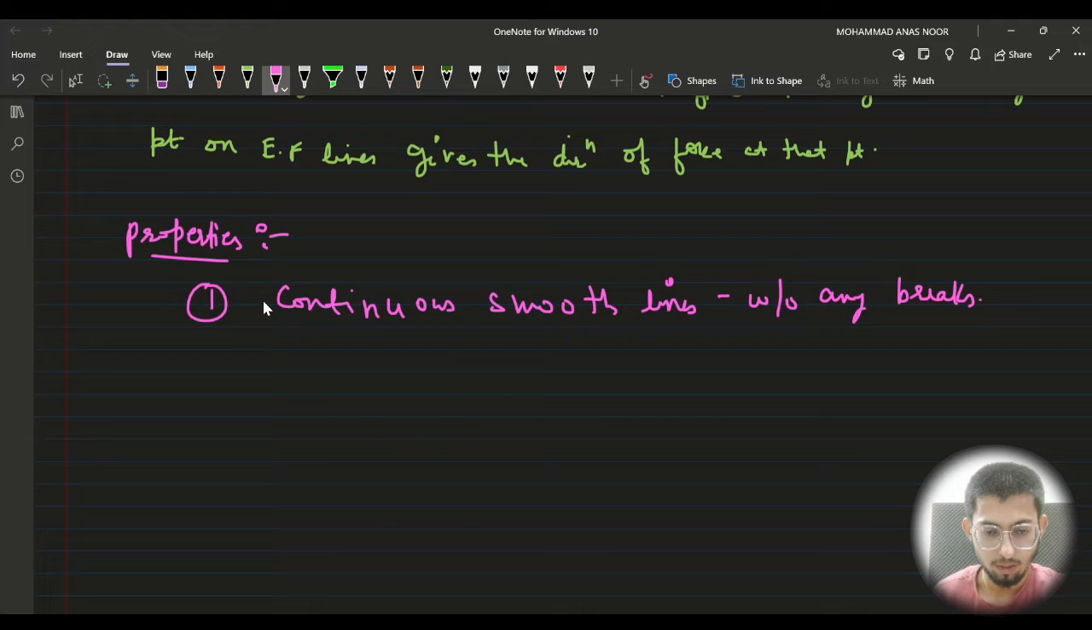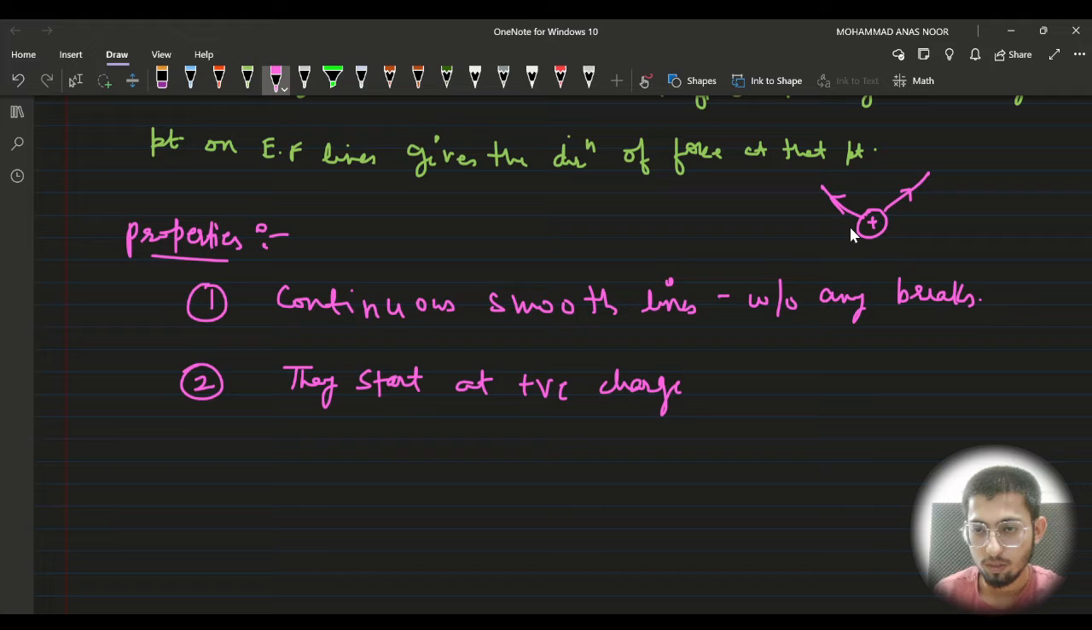Now let us write the second property. You can remember all of these as well because they are important. So the second property is that they start at a positive charge, because I told you if there is a positive charge, it will emanate electric field. So in any case, what's happening behind the scenes?